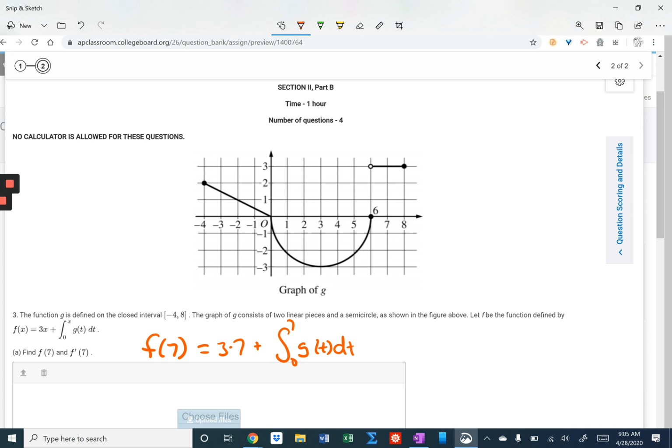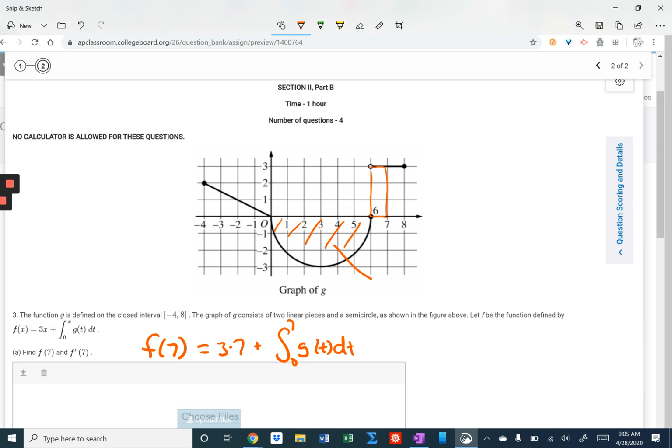From 0 to 7, we're going to have the area between the curve and the x-axis, below the x-axis. That's negative, and many of you forgot to make that part negative when you're working this out. And then from 6 to 7, it's just this positive little area here, just 3. So we're going to have to find the area of the semicircle, make it negative, and then add to it the 3 square unit rectangular area.